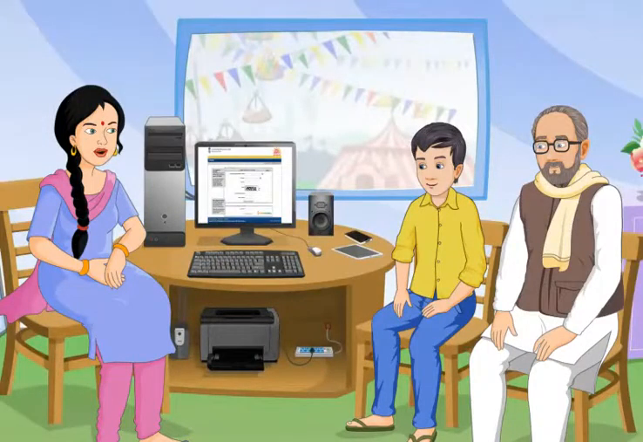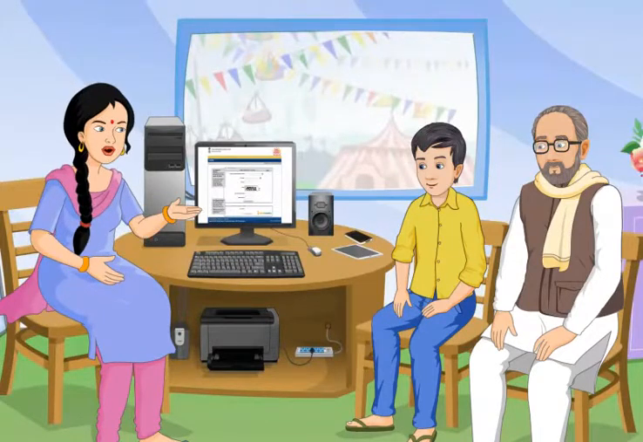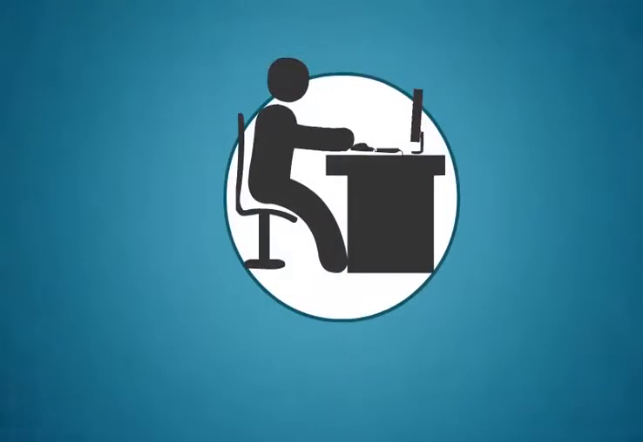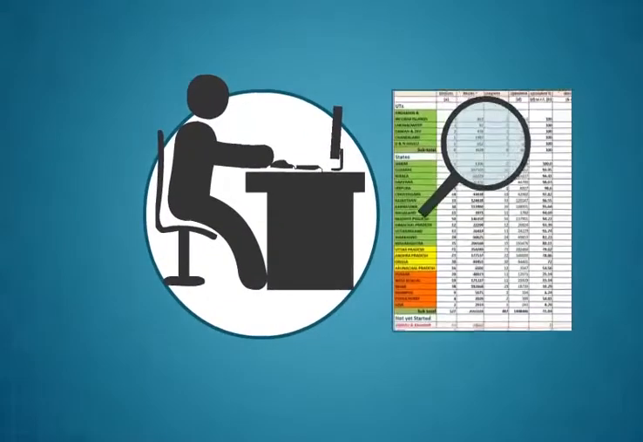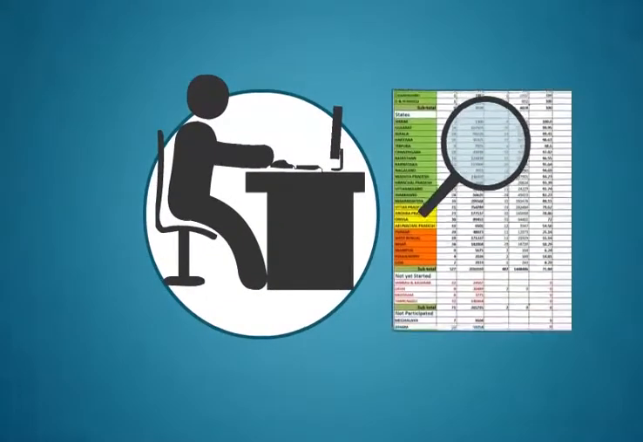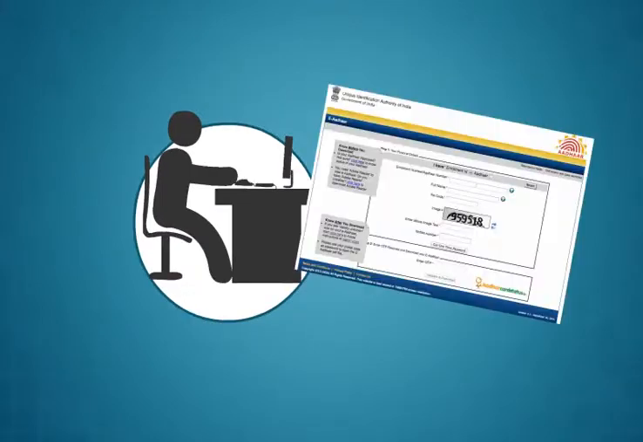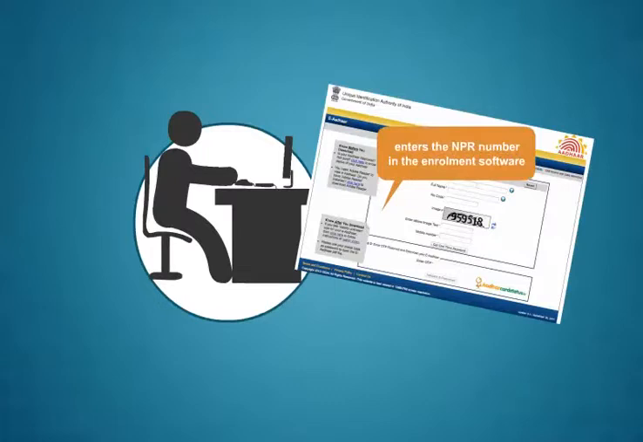Step 5. Enrollment operator checks if the resident has an NPR receipt number. The enrollment operator should check if the RGI or census officials have visited your household for a population census survey and assigned an NPR receipt number, that is TIN. Then, he enters the NPR number in the enrollment software.